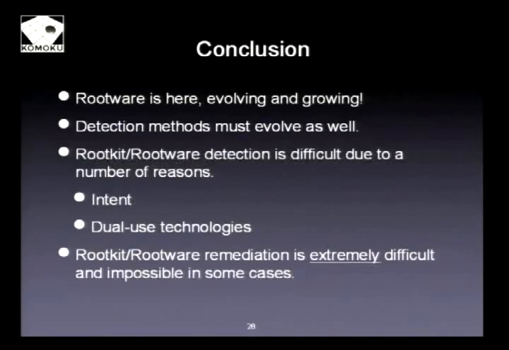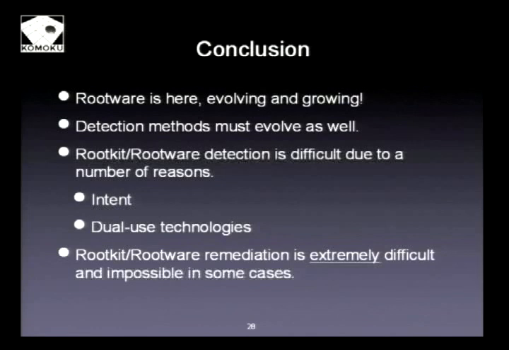So, anyway, finishing up, rootware, basically as we define it, and we're seeing more and more of these hybrid instances of malware appearing out there on the scene. The threat is evolving, obviously. Obviously, the detection techniques have to evolve as well. And the problem with rootkits is, because they are so low level, we have a lot of problems in detecting them because of intent issues.